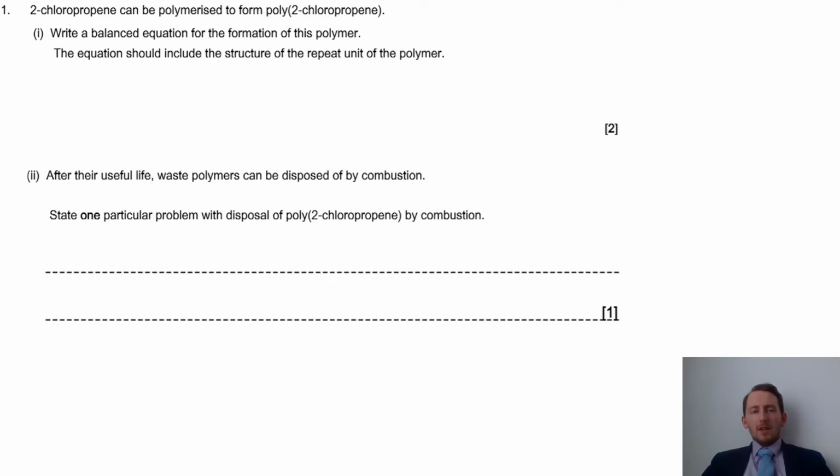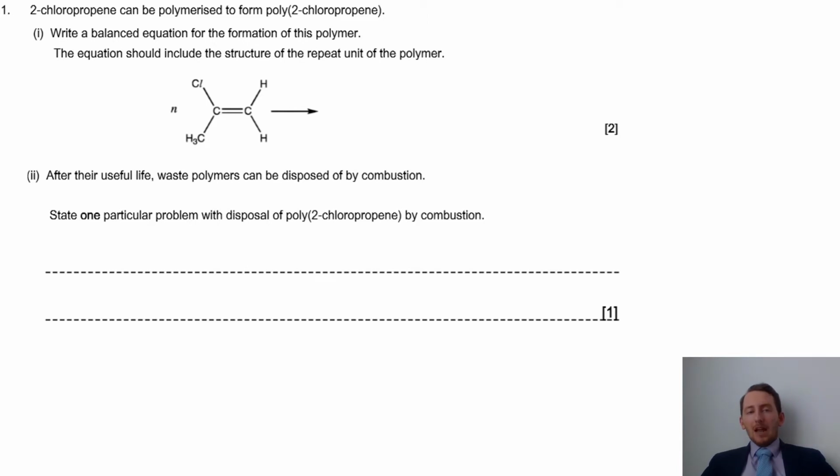So our first question wants us to write a balanced equation for the formation of the polymer mentioned above: 2-chloropropene to poly-2-chloropropene. Hopefully we're able to draw this. It hasn't given us any indication of what it might look like, but hopefully we know what 2-chloropropene looks like. So just start off by drawing propene and then adding a chloro group at the second position, making sure we have that n at the beginning, showing that we have multiple units of these.